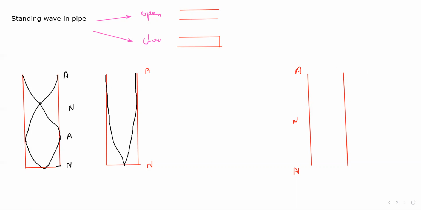Same thing for an open pipe. The term open pipe means the pipe which is open from both ends. That's called an open pipe. So you may have an antinode at both ends.